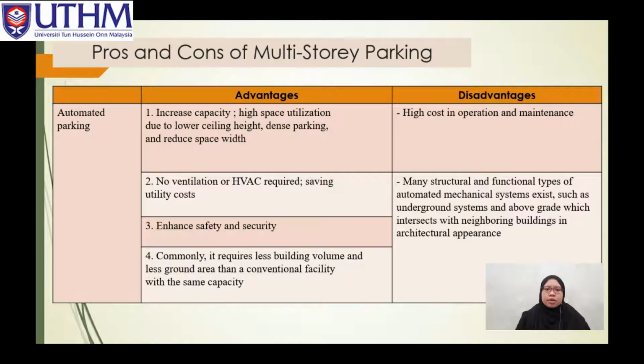For the advantages and disadvantages, we have two types of parking, automated and also conventional. For the automated parking, the advantages is increased capacity, which is high space utilization due to lower ceiling height, dense parking, and also reduced space width. Second advantage is no ventilation or HVAC required, and it will save the utility cost. The third is safety and security is enhanced, and the fourth is commonly it requires less building volume and less ground area than a conventional facility with the same capacity.